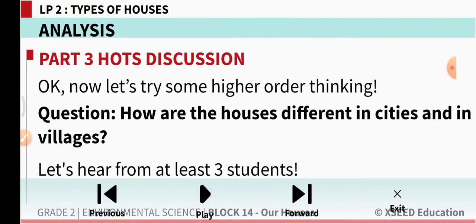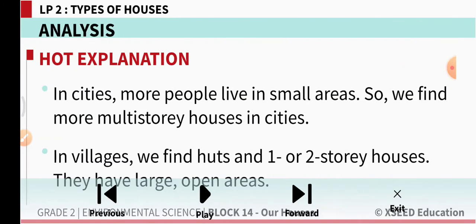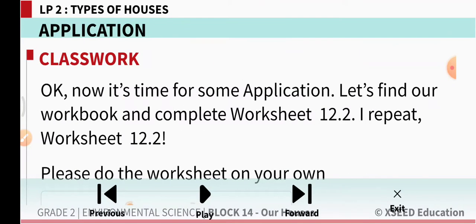How are the houses different in cities and villages? In cities, more people live in small areas, so we find more multi-story houses in cities. In villages, we find huts and one or two story houses. They have large open areas.